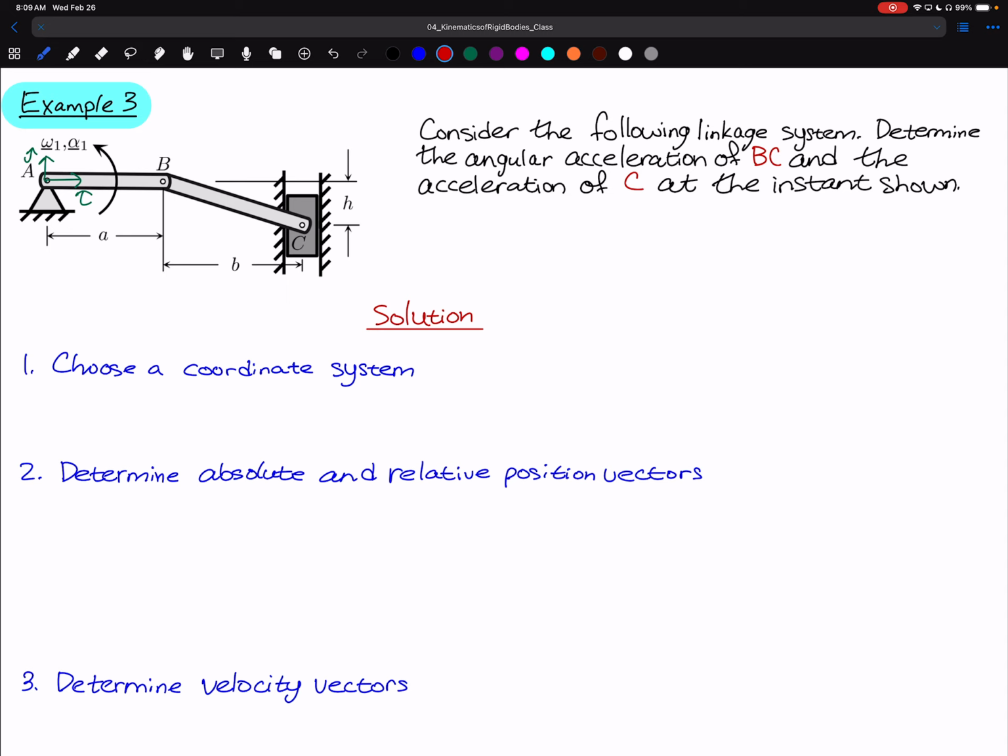We're going to start off by choosing a coordinate system. In this case, we're going to use a Cartesian coordinate system. And I've put the origin at location A. Since we have multiple rigid bodies in this case, even though that first rigid body AB is rotating about a single point, the link BC is not going to rotate about that point, so you do not want to use polar coordinates in this case, which is why we're going to use Cartesian.